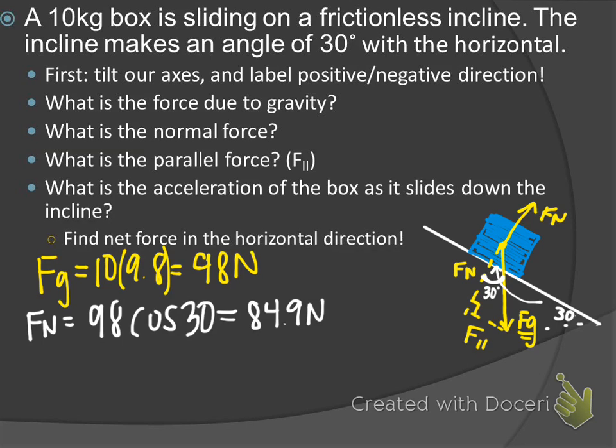I got 84.9. And then for our parallel force, we're going to take 98 times sine of 30, and get a value of 49 newtons.